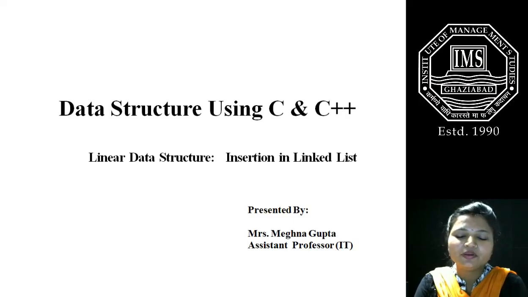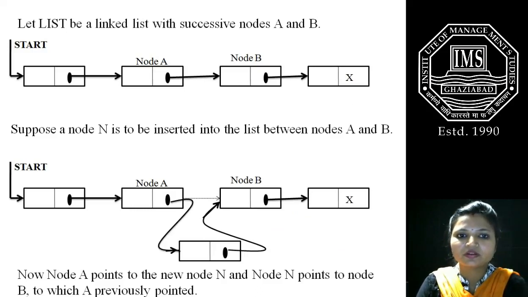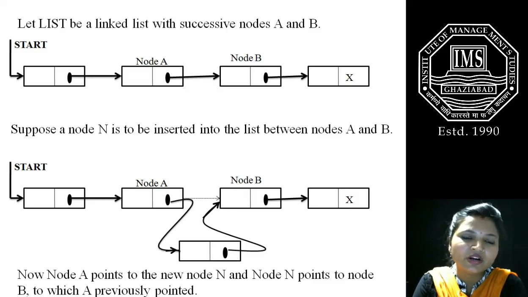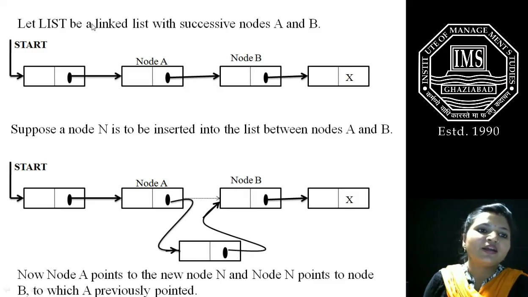In this lecture, we will study how we can insert a node in a linked list. Since we know a linked list is a linear collection of data elements called nodes. A node contains two parts. One part contains the information of the node and the other part contains the link to the next node, or we can say the address of the next node.